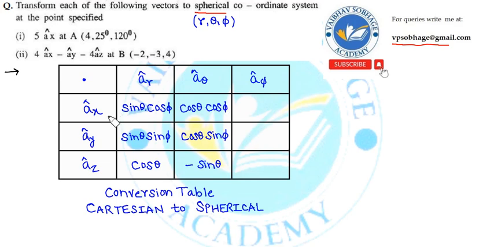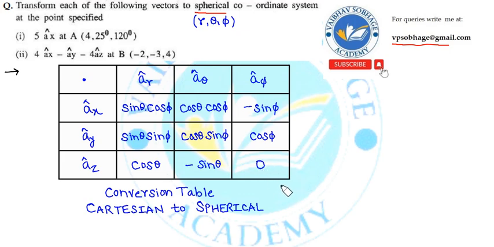Now the last column. The dot product between ax and a phi is equal to minus sin phi. The dot product between ay and a phi is equal to cos phi. And the dot product between az and a phi is equal to 0. So this is your conversion table.